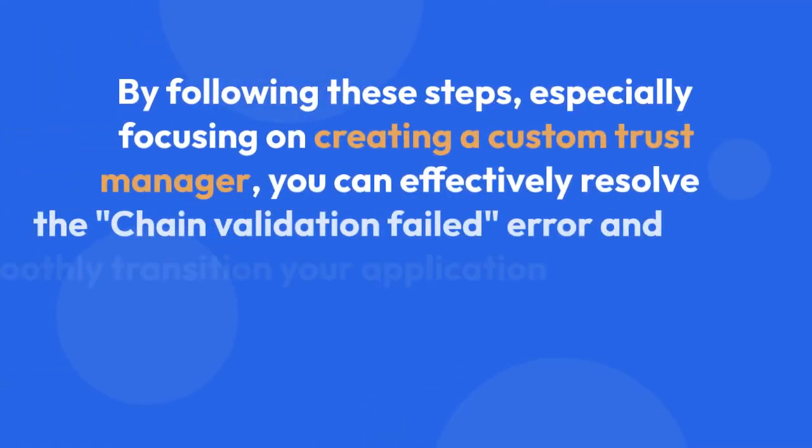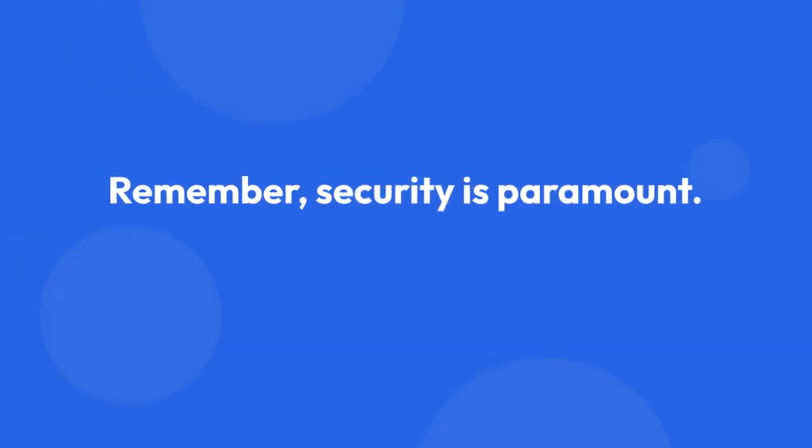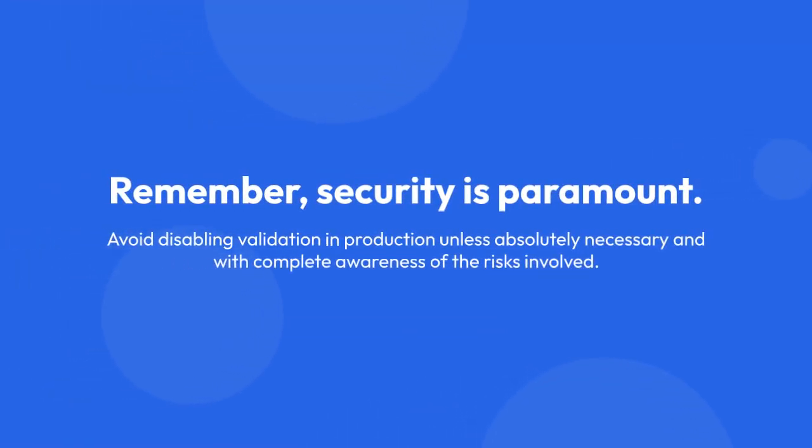By following these steps, especially focusing on creating a custom trust manager, you can effectively resolve the chain validation failed error and smoothly transition your application from OkHttp to Ktor while maintaining secure SSL/TLS connections. Remember, security is paramount. Avoid disabling validation in production unless absolutely necessary, and with complete awareness of the risks.